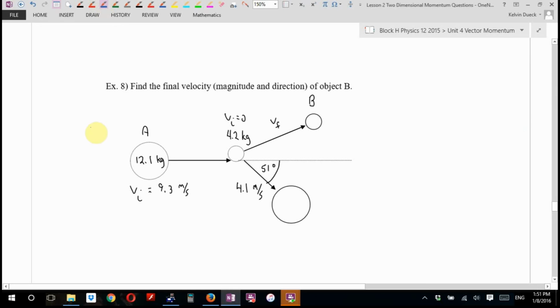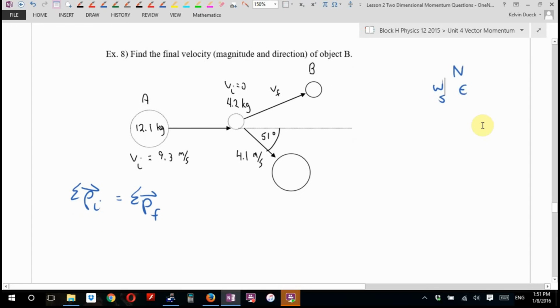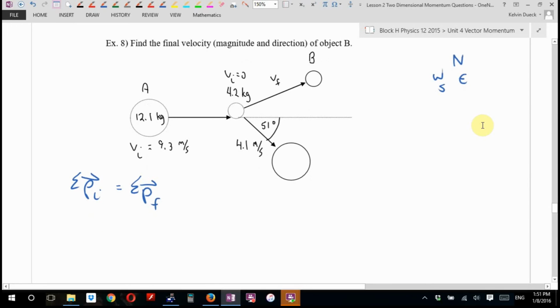So, the sum of all the momentum before the collision equals the sum of all the momentum after the collision. Before the collision, oh, you know what? Since I see angles, I'm going to go north, east, south, west. Before the collision, what's moving? Mass A, mass B, both or neither? The momentum of A initial. Yes? Good. Wham! They collide.